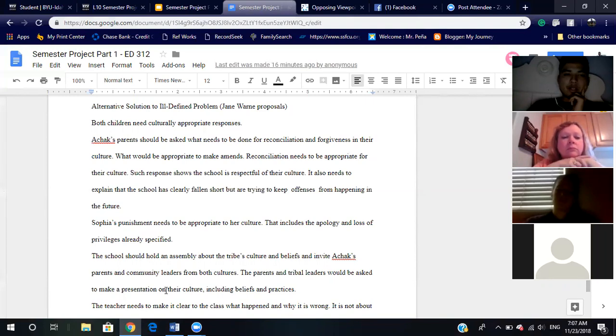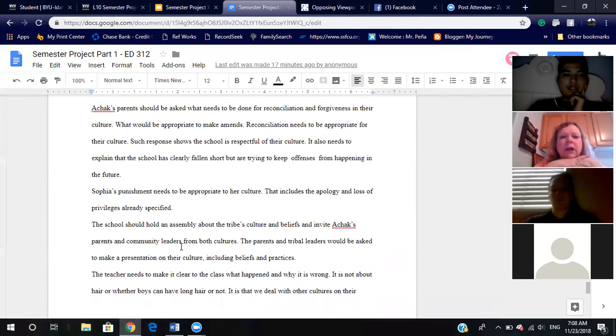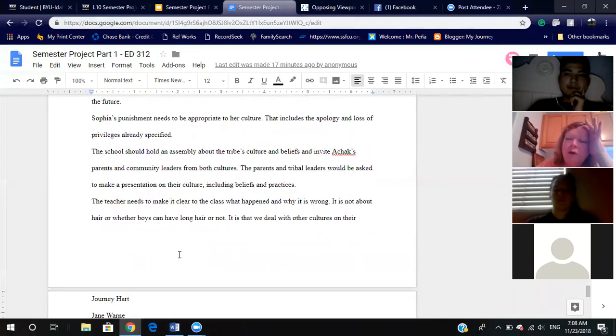It also needs to explain that the school has clearly fallen short, but are trying to keep offenses from happening in the future. Okay, I think that's really apparent, but he says, you put the ball in their court and say, for your culture, what do you need to make amends? What do you need to do for us, Sophia, to receive forgiveness and reconciliation for what she's done? Okay. Sophia's punishment needs to be appropriate to her culture. This includes the apology and the loss of privileges already specified. So that part we already took care of. That's really good because that fits her culture, the punishment there.